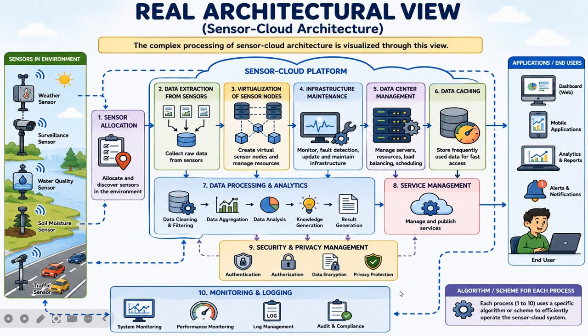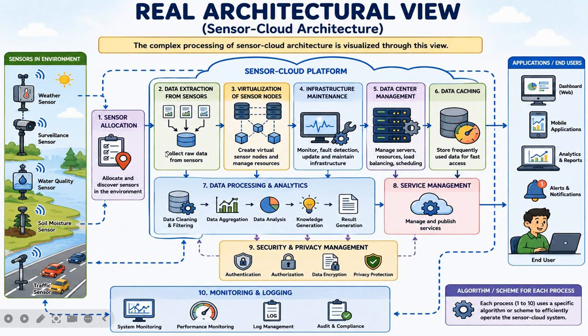Now second is the real architectural view of the sensor cloud architecture. It shows the internal working and the complex processes that take place inside a sensor cloud system. Here on the left hand side of this image, you can see various sensors in the environment such as the weather sensor, surveillance sensor, water quality sensor, soil moisture sensor, and the traffic sensors which collect the data from the environment.